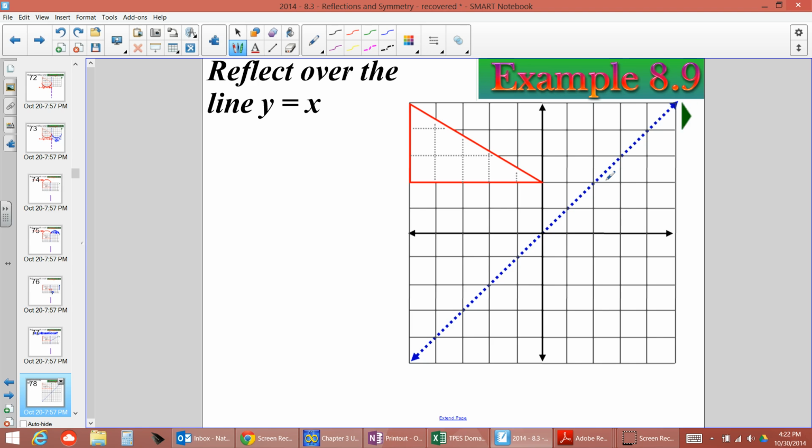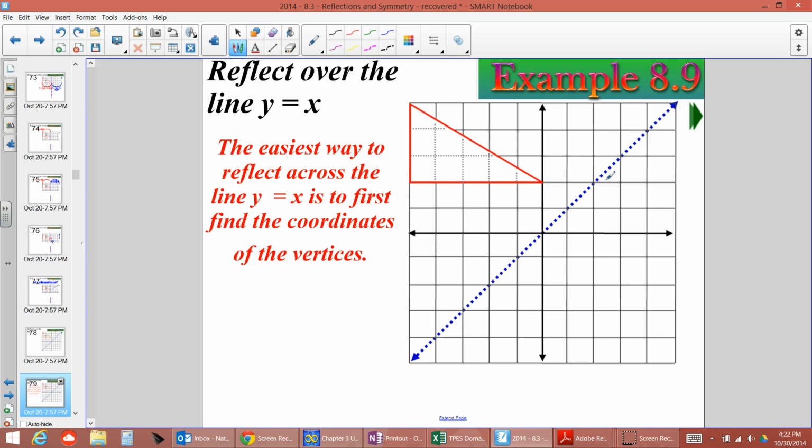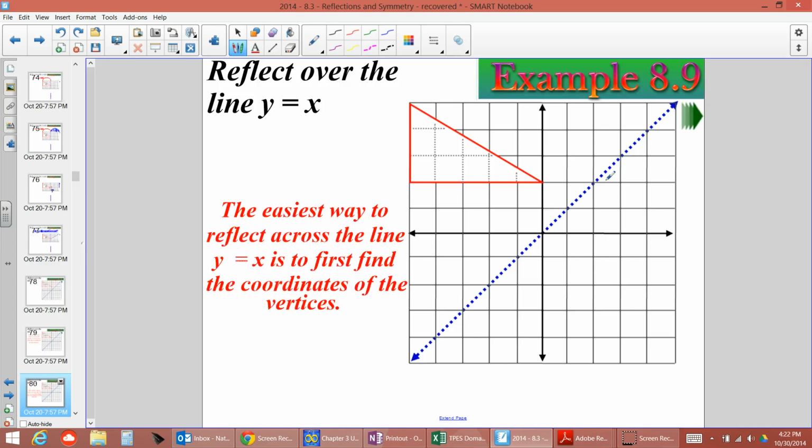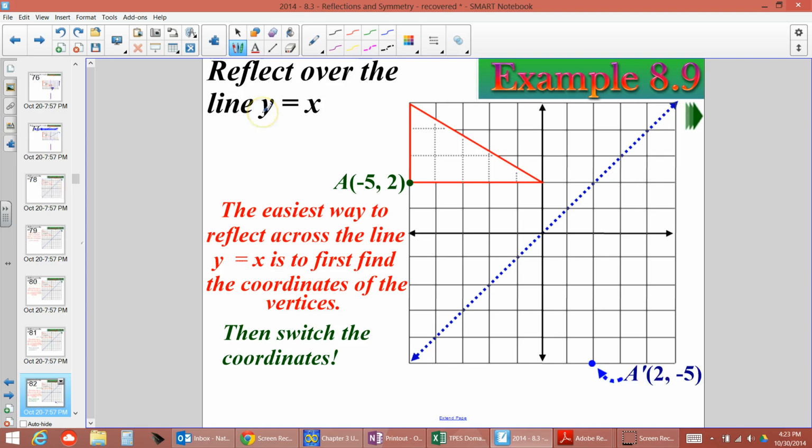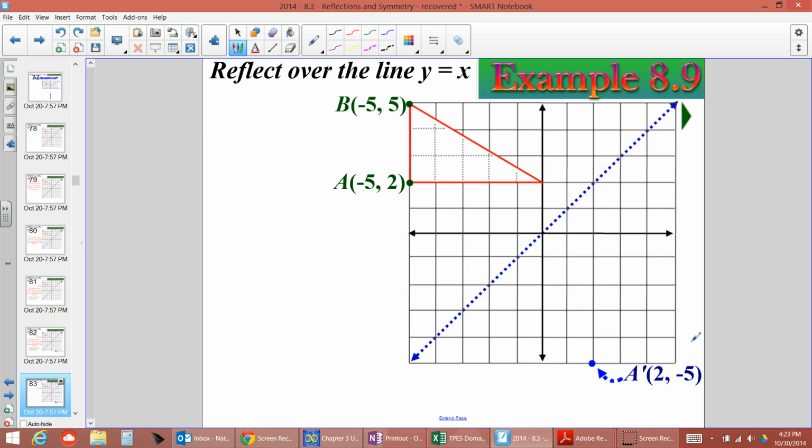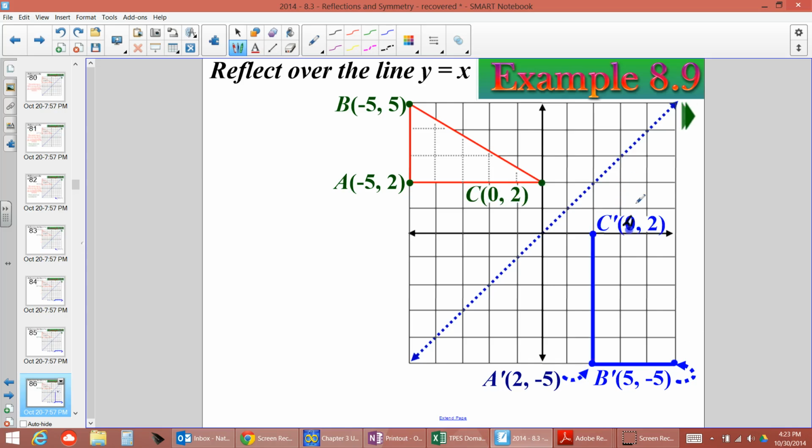Also, I would recommend you use the coordinate rules. So we say, find the coordinate. The coordinate of our first vertex is (negative 5, 2). Now, according to the rule, we have to switch their locations. So (negative 5, 2) becomes (2, negative 5). That's the rule for switching over the line. (Negative 5, 5) becomes (5, negative 5). And (0, 2) becomes (2, 0). Okay?